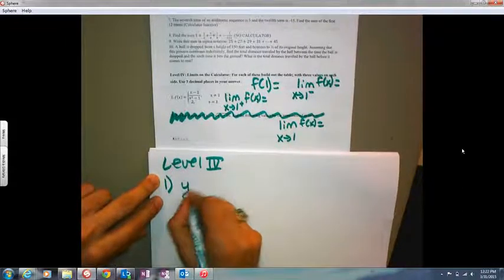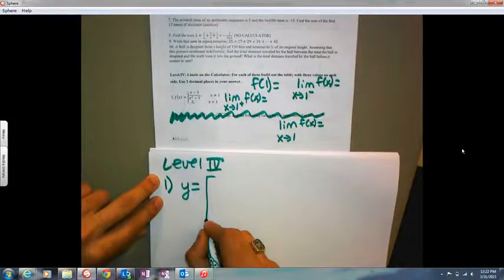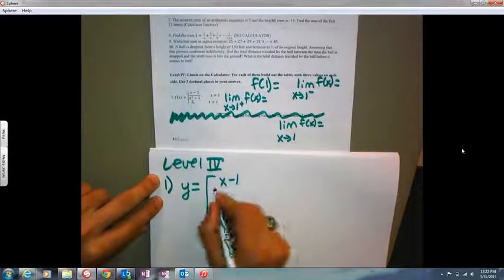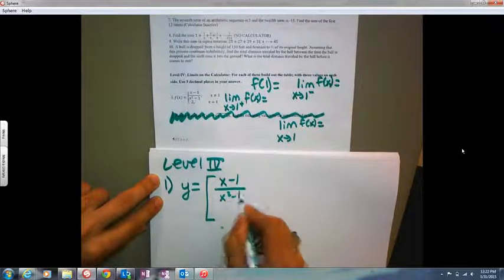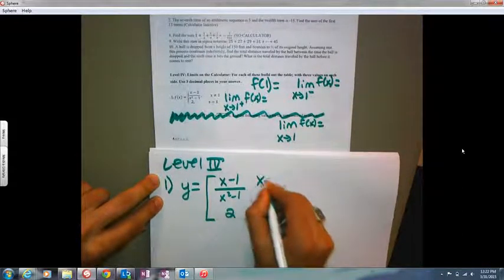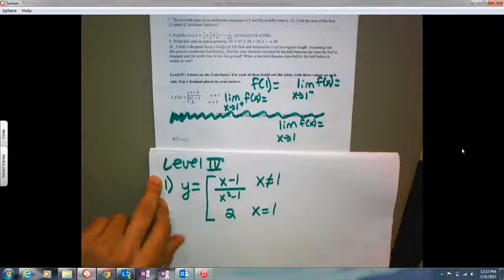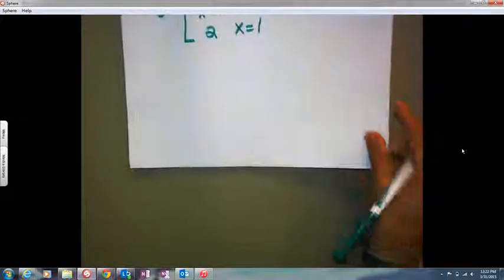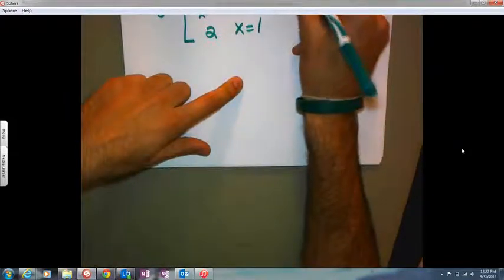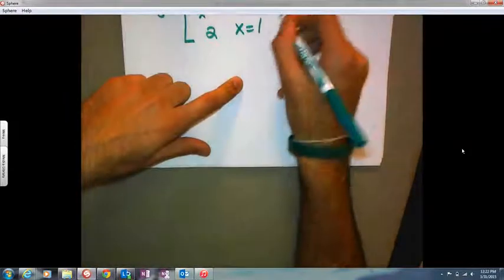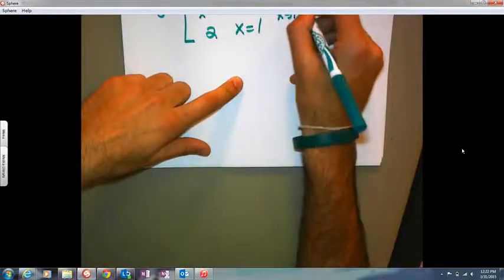limit? So let me go ahead and copy this down. So level 4, number 1, we have of course a piecewise function here, as you all can see. Alright, and we need to find f of 1. We need to find the limit as x approaches 1 from the negative side, from the left side.